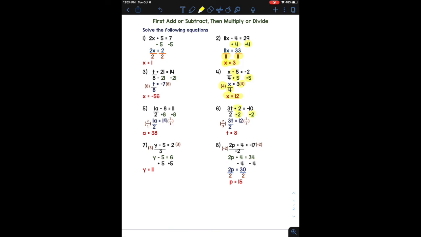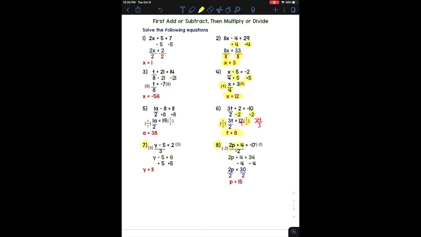Number 6, we're going to first subtract 2, since 2 is being added to the 3t in the original equation. And lastly, we'll multiply by our reciprocal 2/3, in which 12 over 1 times 2/3 would be 24/3, and 24 divided by 3 gives us 8.